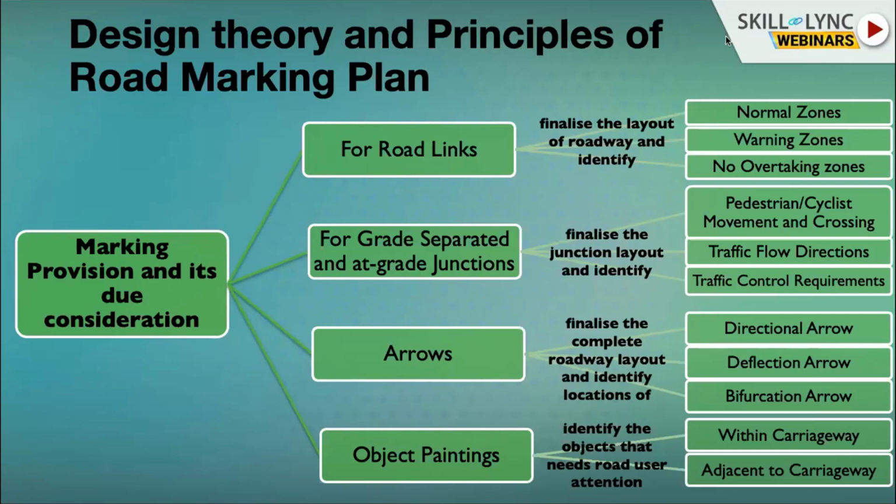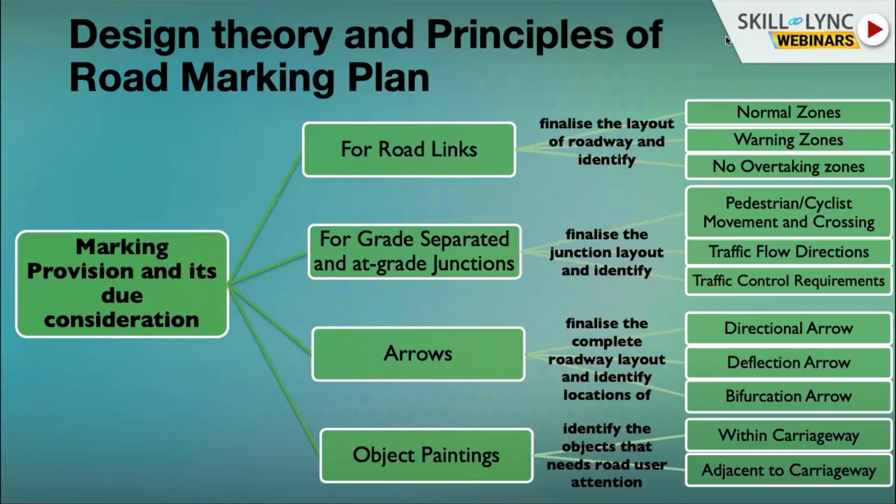Object paintings. What are object paintings? There are several objects that might be a hazard for the road users, like the curbs, the inner edge curbs or the medians, or the outer edge curbs of the carriageway, or maybe the crash barrier, the concrete crash barrier which are placed at the center as a median. This can be a hazard to the road users. So it can be within the carriageway, it can be adjacent to the carriageway as well.